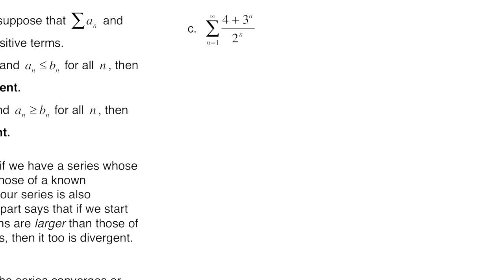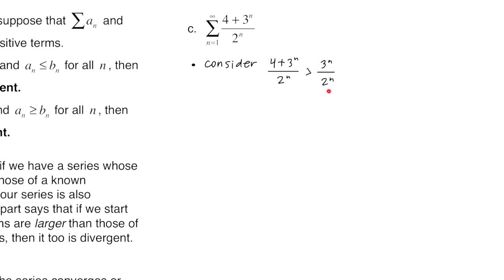For part C, we have the series, n starts at 1 goes to infinity, of 4 plus 3 to the n over 2 to the n. So first we're going to consider just this formula, and we're going to take the dominant term that's in the numerator, so that would be the one with the variable, and then we'll use the denominator 2 to the n. And to compare these, this fraction has more in the numerator, so this will be greater than this one.